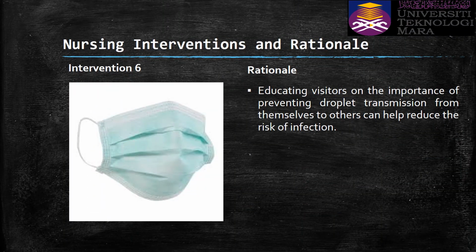Prevention number 6 is to provide a surgical mask to visitors who are coughing and provide an explanation why the mask is important to wear. Educating visitors on the importance of preventing droplet transmission from themselves to others can help reduce the risk of infection. Please instruct visitors or patients to cover the mouth and nose during coughing or sneezing. Use tissues to contain respiratory secretions with immediate disposal in a no-touch receptacle. Wash hands with soap and water afterward.